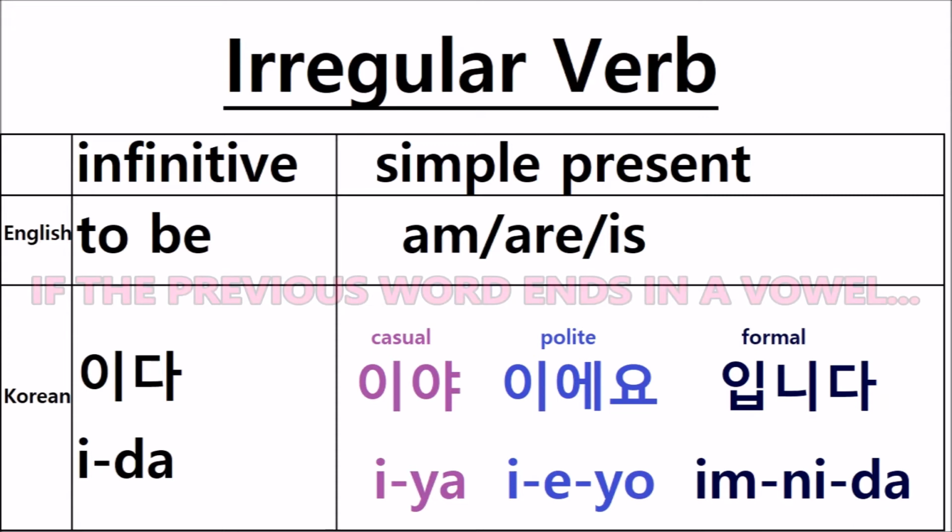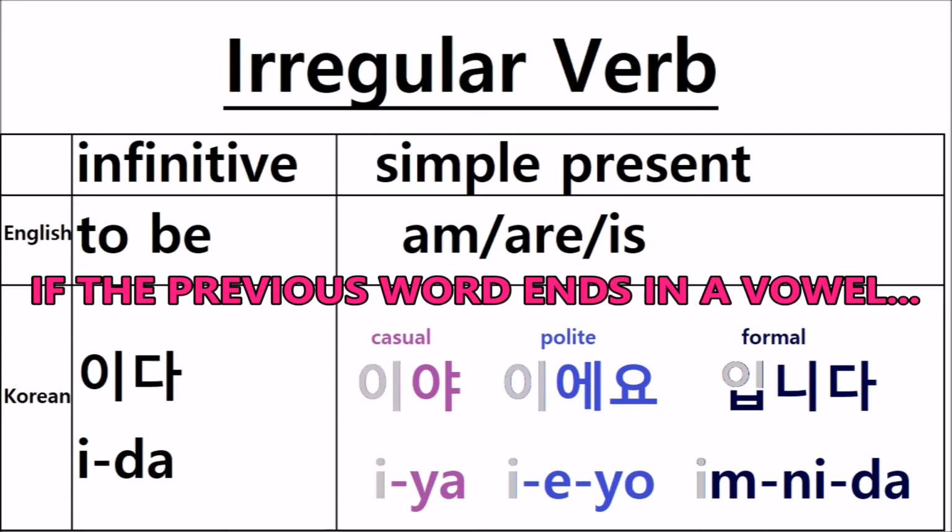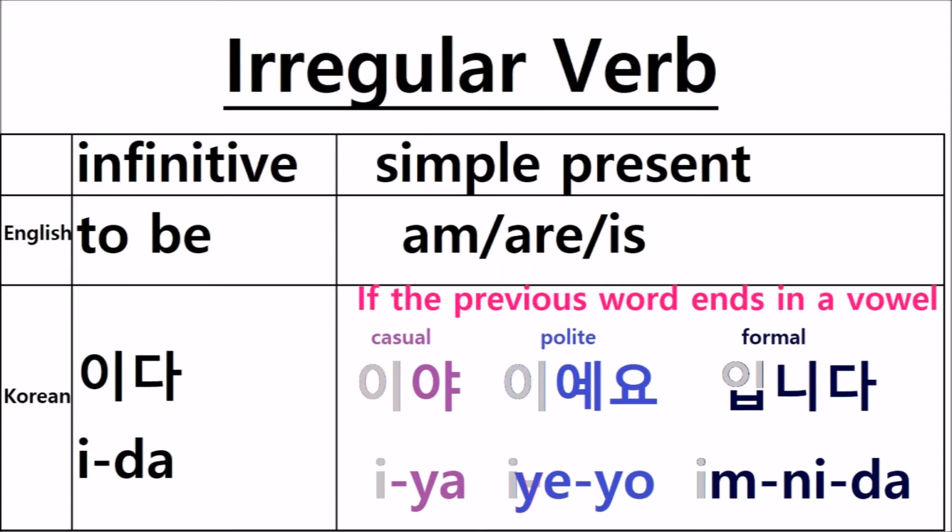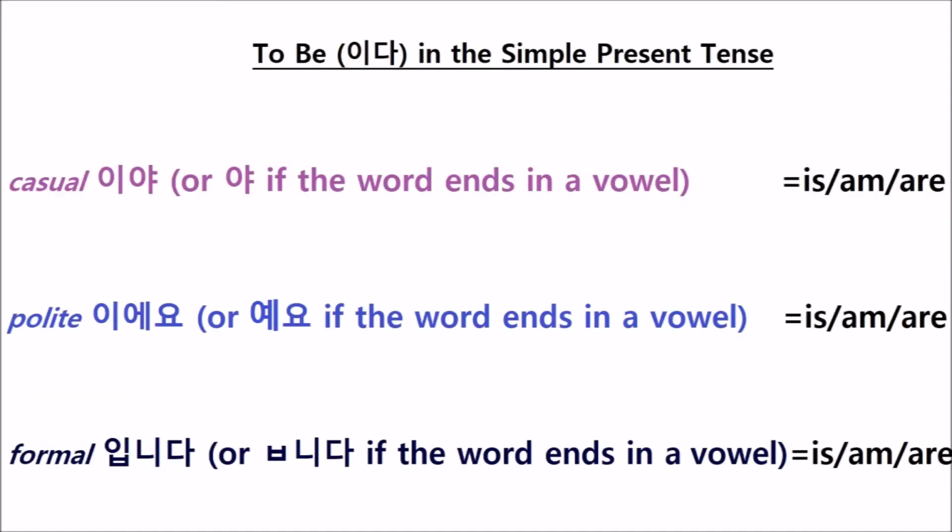If the previous word ends in a vowel, you drop the E, and in the case of the polite form, you also add a Y, like this. Casually, it is ya. Politely, it is yo. And formally, it is mnida. And let me remind you that each of these words means is, am, and are. The same word can mean all three.